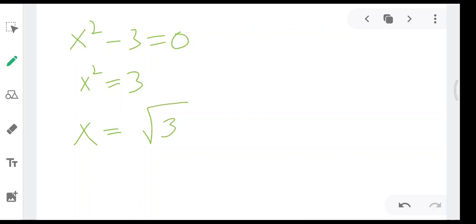x square minus 3 equals 0. Okay, how do you factorize this? Very simple. Here I cannot do it by splitting the middle term. So what do I do? I take x square equals 3. So if I take the root, I'll get plus or minus root 3. So x equals plus root 3 or x equals minus root 3.